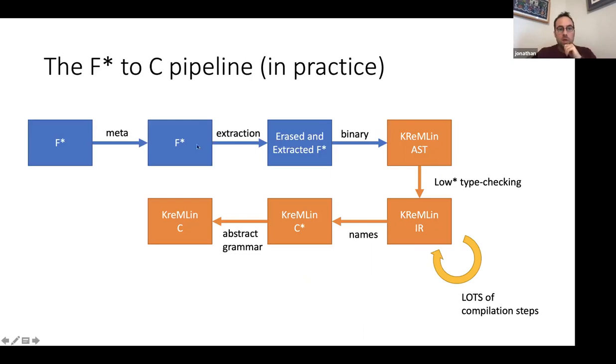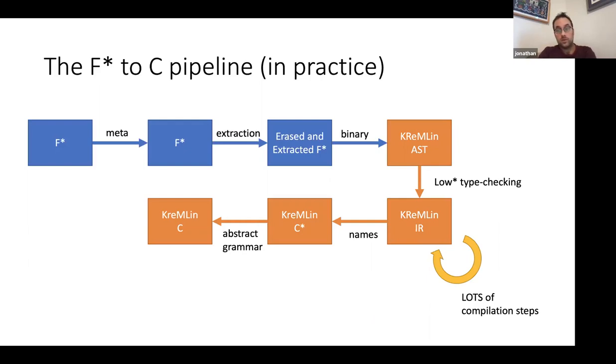F-star performs something called extraction, which is essentially about removing all of the proof-related things. And then the KReMLin tool takes over. There's a little bit of type checking to make sure that the code fits in that Low-star subset. And KReMLin has an intermediary representation that's entirely AST-based, because we are generating C code, and the C needs to be pretty unreadable for people to use it and be happy with it.